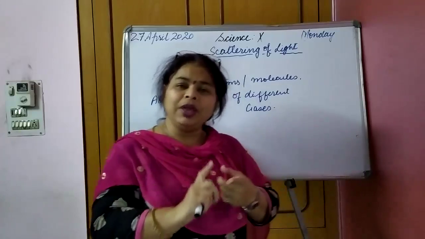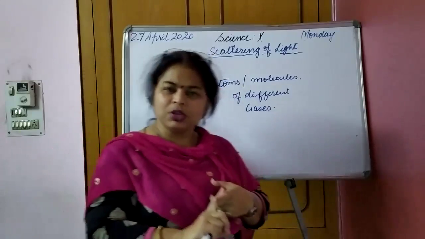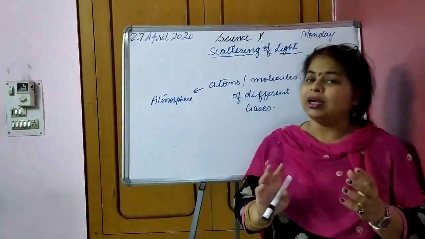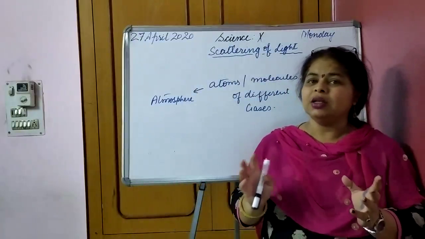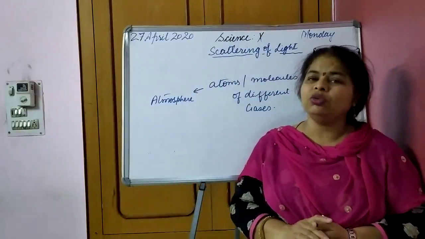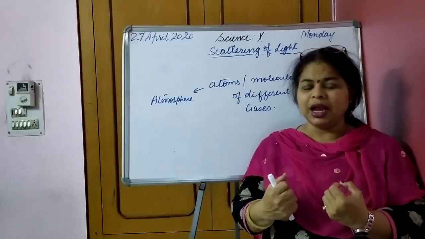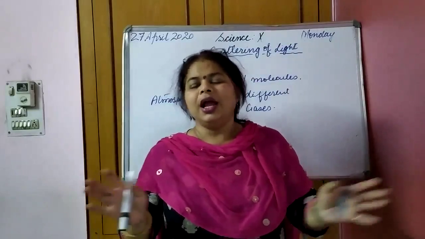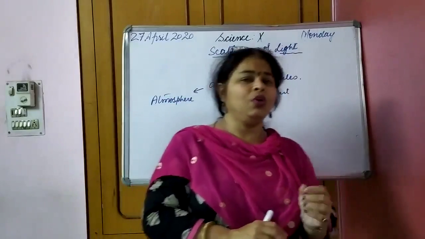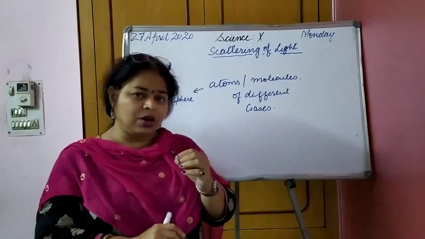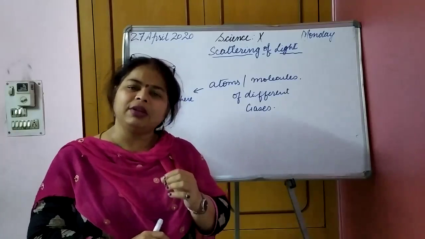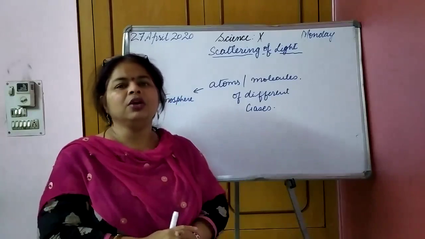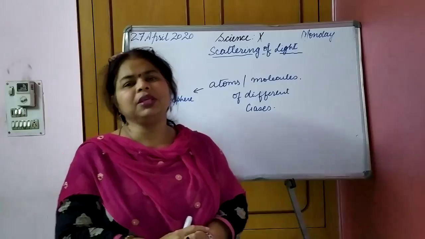When the light enters the atmosphere, the atoms and molecules of different gases present in the atmosphere absorb the sunlight and then spread it, re-emitting it in all directions. And this phenomenon of light is known as scattering of light. Scattering means bikharna. Okay. So in all directions it is being spread.